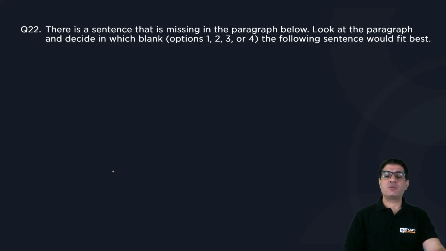Question number 22 is a variation of a para completion. This was a question that was introduced in CAT 22, or rather I'd say as a concept it was reintroduced, although as a variation of para completion, this was the first time when we saw this in the CAT.